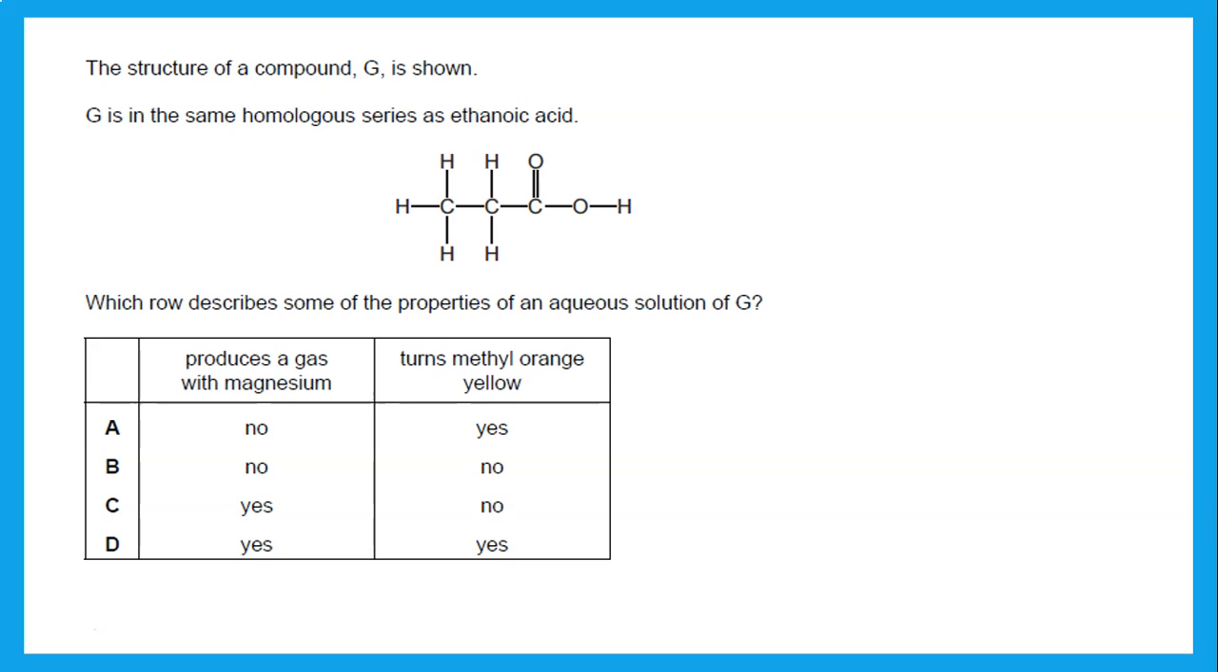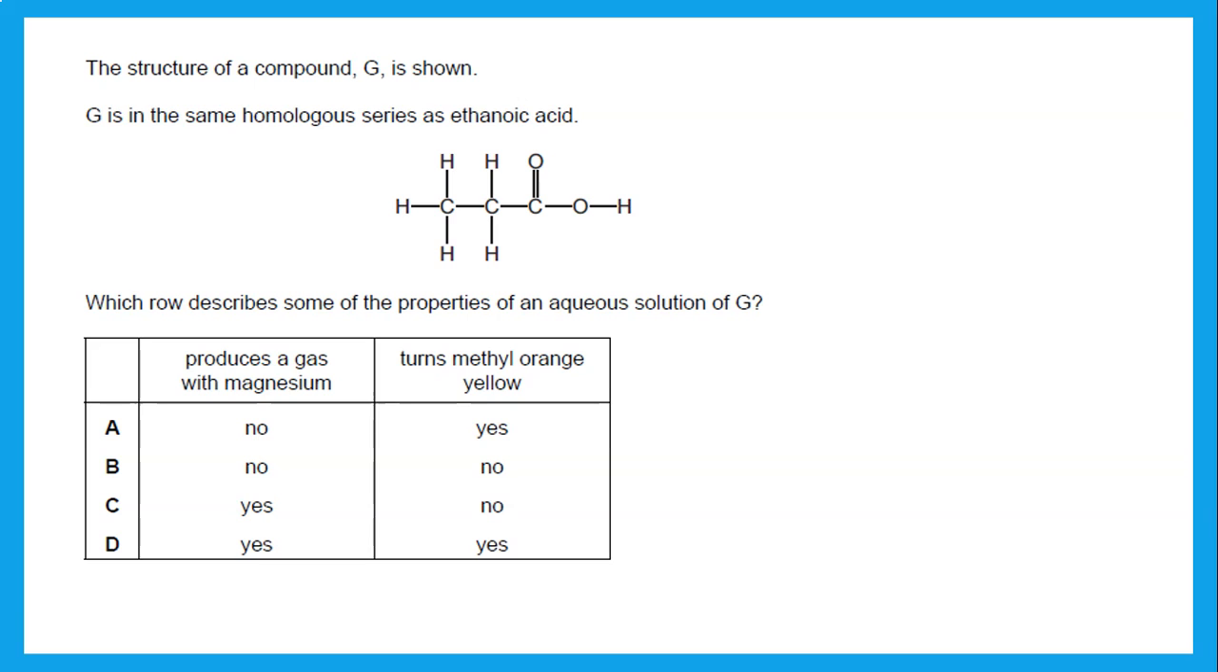The structure of compound G is shown. G is in the same homologous series as ethanoic acid. So this is a carboxylic acid. And I'm going to remind you that carboxylic acids do exactly the same types of reactions that are done by normal acids like hydrochloric acid, nitric acid, sulfuric acid, and so on. So this is an acid. Now, does it produce a gas with magnesium? You should know that magnesium is a reactive metal. It reacts with acids in general to give hydrogen gas. So yes, it reacts to give hydrogen gas.